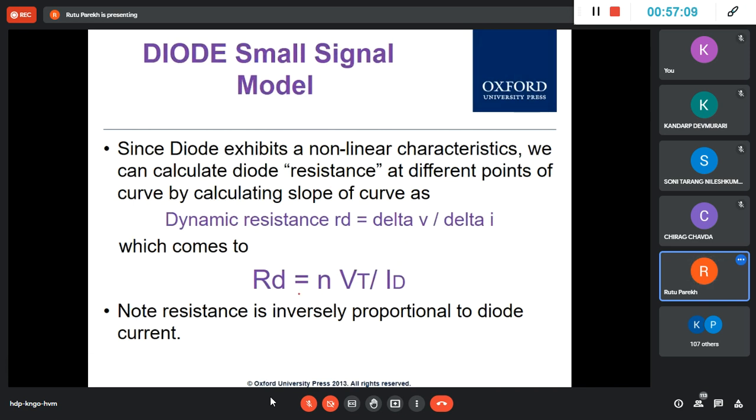RD is equal to NVT upon ID. And you can see that these are inversely proportional. It is 1 upon ID, right? So more current, less RD. Depending on the voltage, you will have the current. But if you think of the physics, because of the voltage, R is changing, and hence ID is changing. One is increasing, the other is decreasing, inversely proportional. Is that clear?